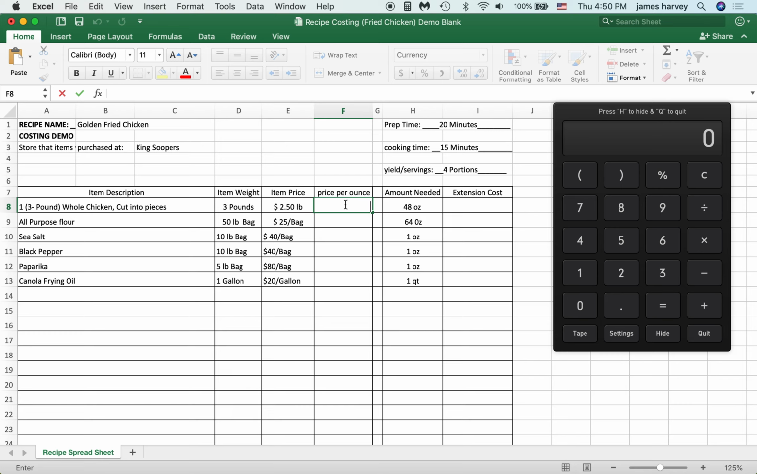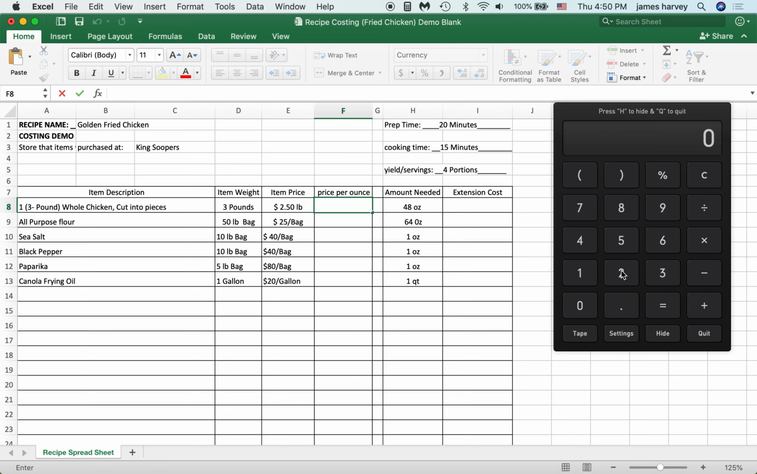The first step in costing is to get the price and the amount needed into the same unit. We will be using ounces for today's spreadsheet. If it helps to assist, you may want to have a copy of your conversion sheet handy. This can be found under the Content tab, and then click on Class Project Assignments and you will be able to find it. The price we're dealing with is $2.50 a pound.